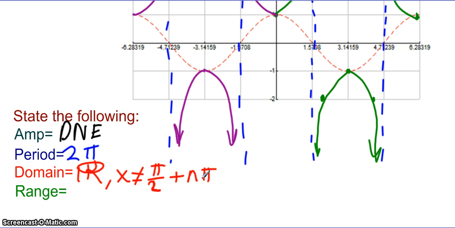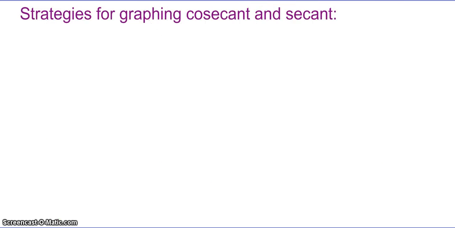And then the range is the same as what we had for cosecant. Negative infinity to negative 1. 1 to infinity. Okay, so what are our strategies for graphing cosecant and secant?